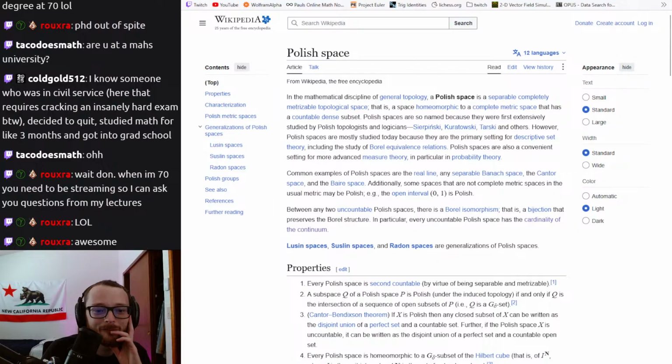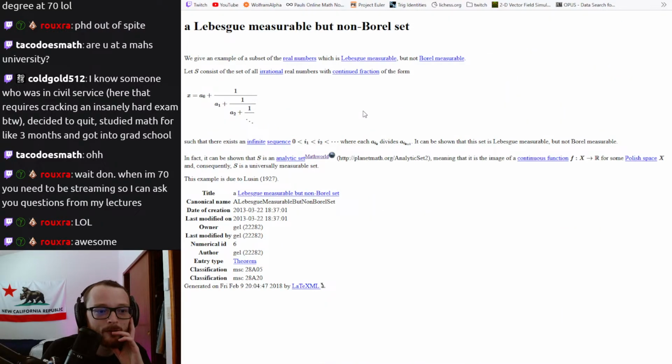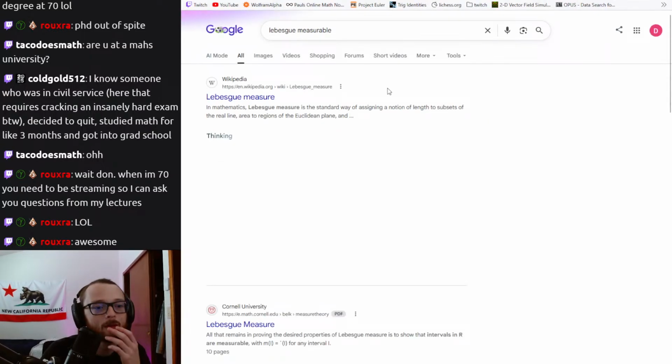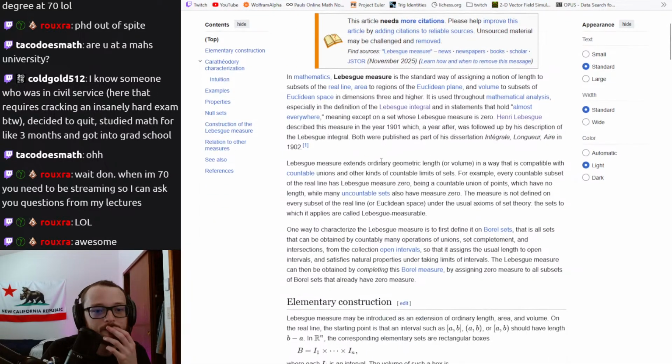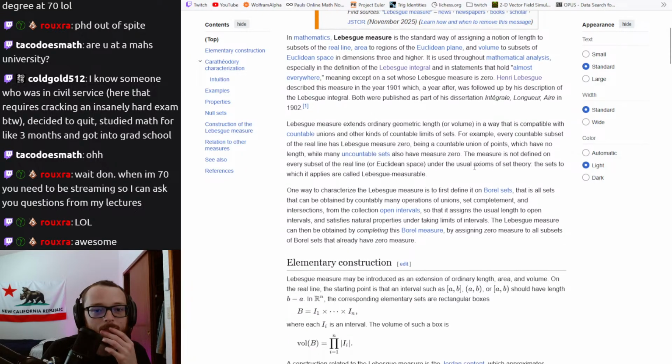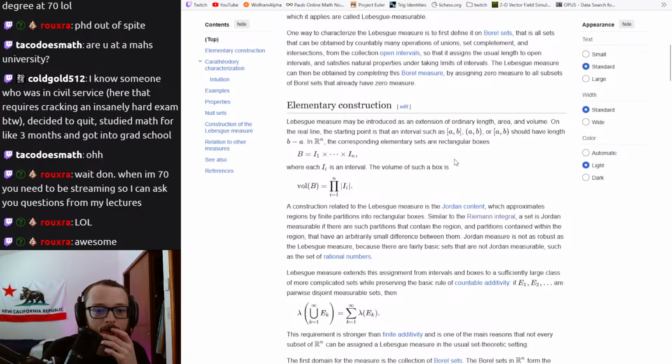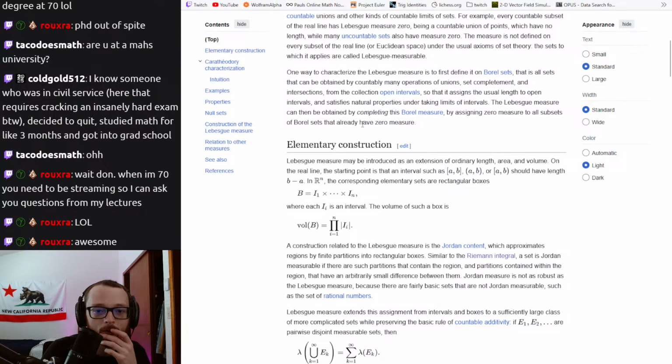Okay, so why are continued fractions involved? Oh yeah, because the thing comes from continued fractions. I don't know, maybe I could at least think about this a little bit. What's the definition of Lebesgue measurable? I've never done measure theory, so I wouldn't depend on me to actually come out with anything here, but I'll give it the old college try.